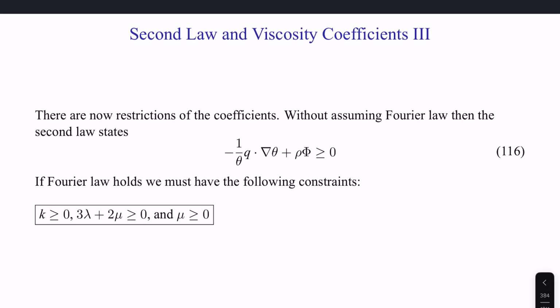And finally, the relation between the second and first viscosity coefficients, lambda and mu respectively, must obey this law if Fourier law holds. And this is where these very important inequalities come from when you often see them in your introductory classes on fluid dynamics.